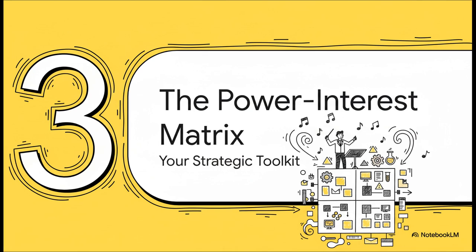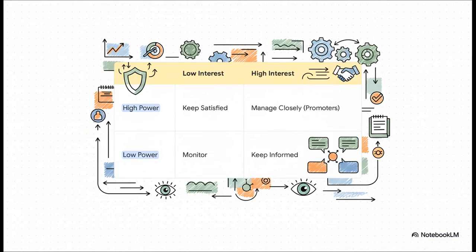So how do you conduct that orchestra without totally losing your mind? You need a tool. And luckily, the syllabus gives us a brilliant one, the power interest matrix. Okay, this little grid is your secret weapon. It is so simple, but so incredibly powerful. For people with high power and high interest, the syllabus calls them promoters, you manage them closely. These are your allies. Keep them in the loop on everything.